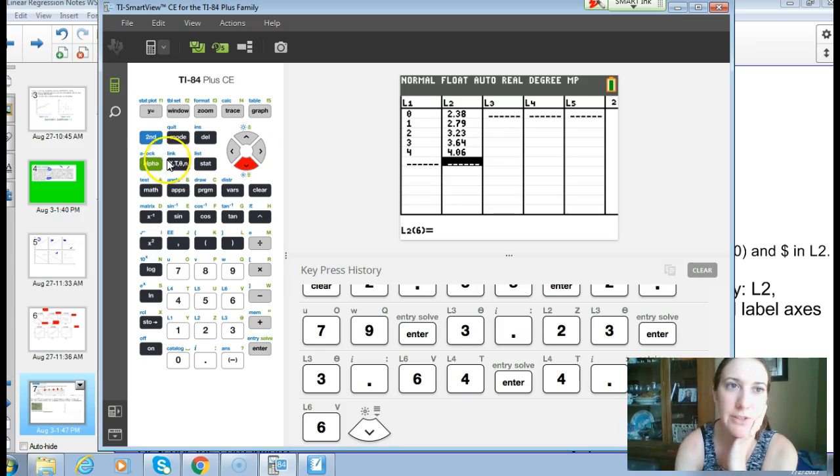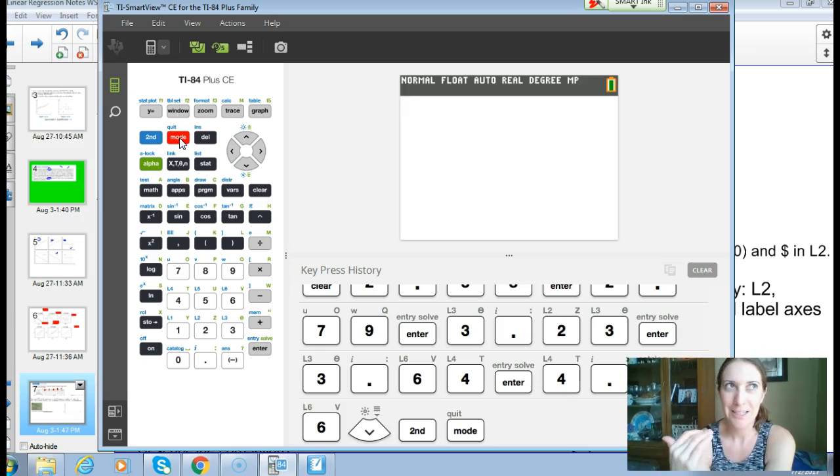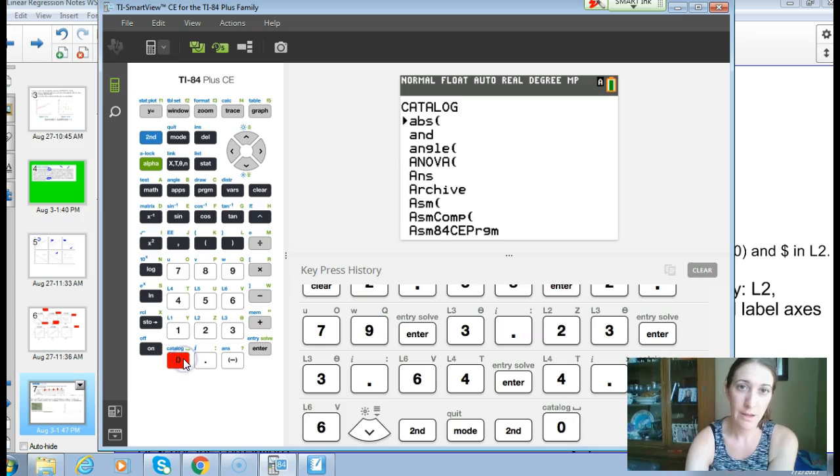All right. So the next thing we have to do is, if I want actual information from my calculator, I need to instruct it to give me the correct information. So I have to do what's called turning my diagnostics on. There's a couple different ways to do it from what I hear, but the way I always do it is I go to my catalog, which is second 0. This is an alphabetical listing of every single command in your calculator. It's big. Diagnostics on is what we're looking for.